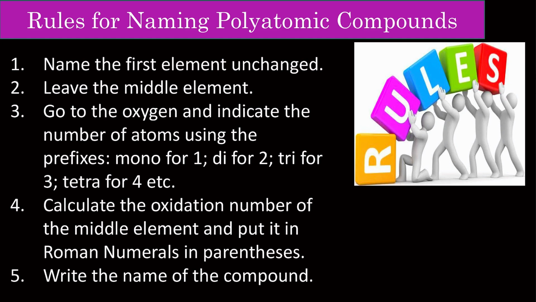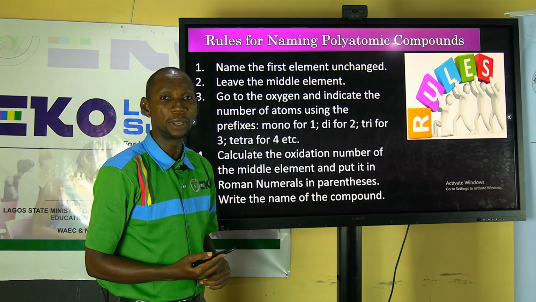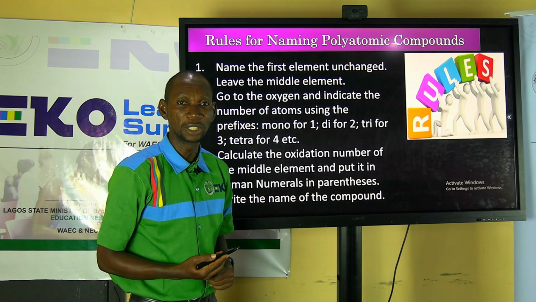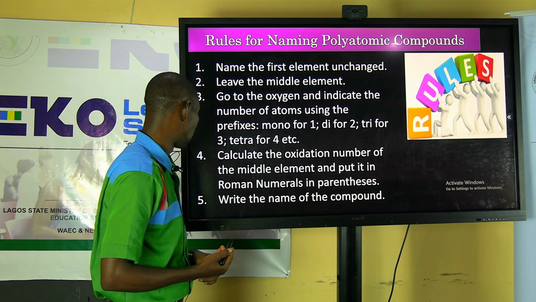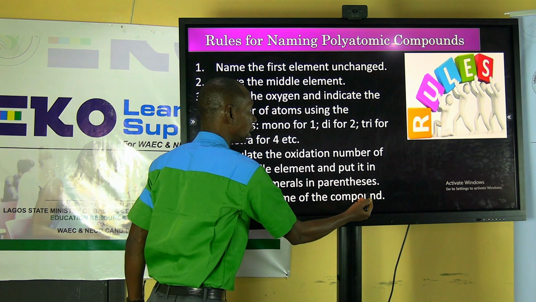Calculate the oxidation number. Again, yes, again. That shows how important it is for you to be able to calculate oxidation number. And lastly, write the name of the compound, double check, and be sure that you have the correct name.